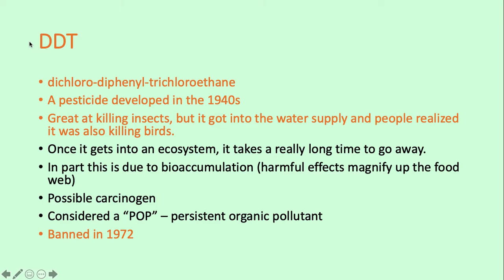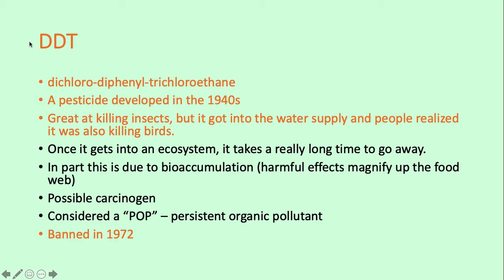DDT. DDT stands for dichloro diphenyl trichloroethane. So DDT is a little easier to say. It's a pesticide that was developed in the 1940s. It's great at killing insects, but it got into the water supply and people realized it was also killing birds. Once it gets into an ecosystem, it takes a really long time to go away.